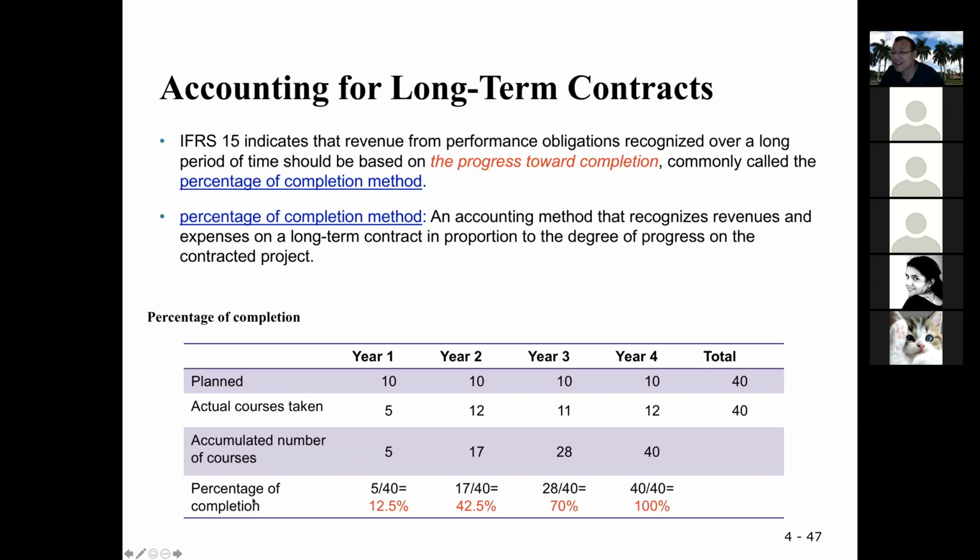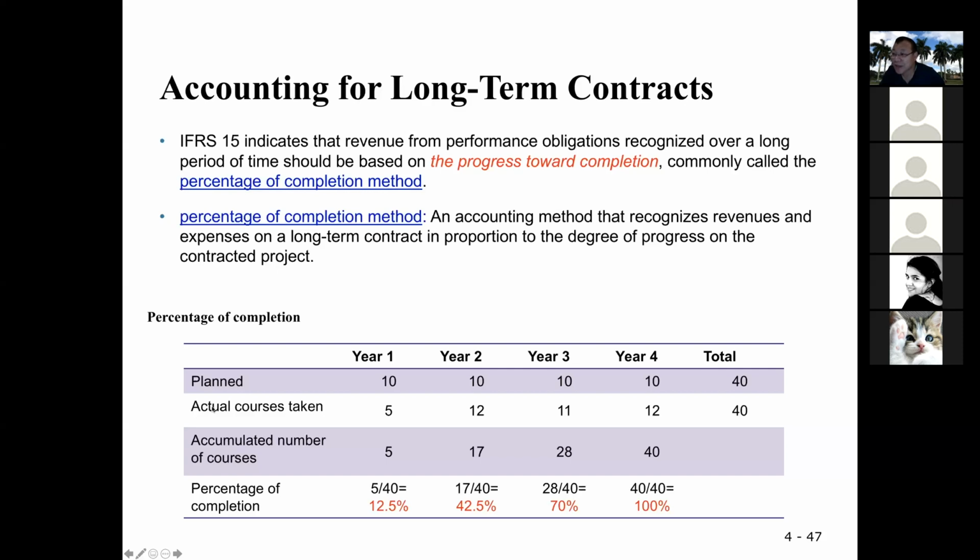Percentage of completion, easy, right? 5 divided by 40. So cumulative number of courses completed to date divided by total courses. So your percentage completion is 5 over 40. That equals 12.5%.